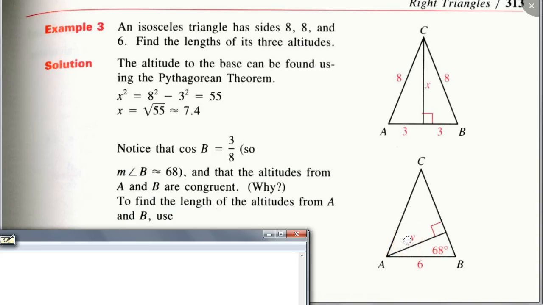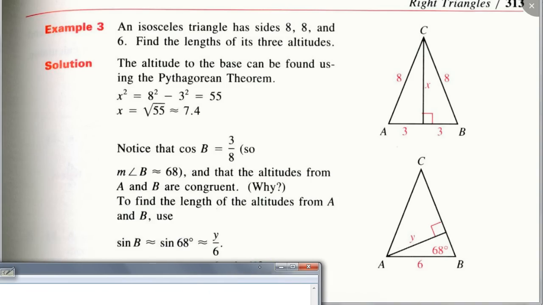So which ratio would you like to use? We know the opposite and the hypotenuse. Sine. So we use the sine of 68 degrees, which is y over? Correct. Does that make sense? But I have a question. How come they put a squiggly line over here? Isn't this exact? No, because we were able to get the 68 degrees by using an approximation. Do you see why?